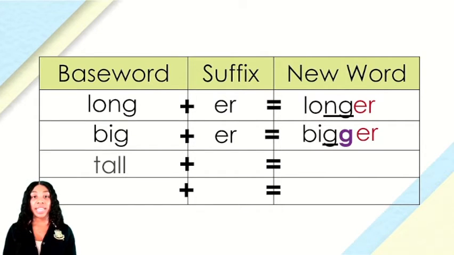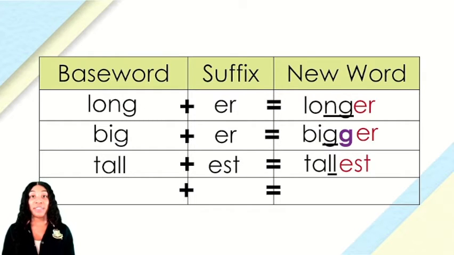Our next base word is tall. Our suffix is est. When we put these 2 word parts together, what new word do we make? Tallest. Notice that adding a suffix to this word does not change the spelling of the base word. This is because there are 2 consonants, LL, before the suffix. This follows the pattern. How did our suffix est change the meaning of our base word tall? Now it means something is taller than all the things it is being compared to.